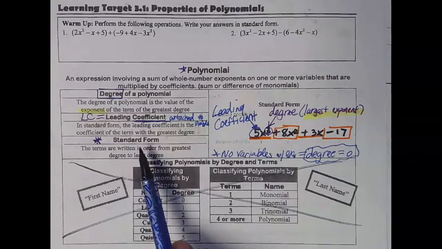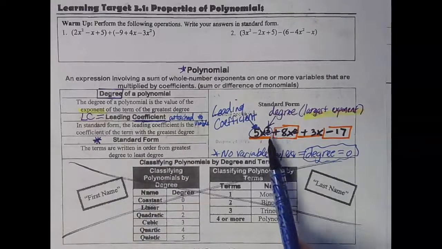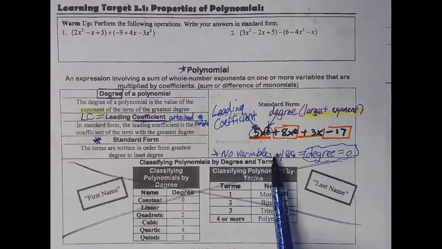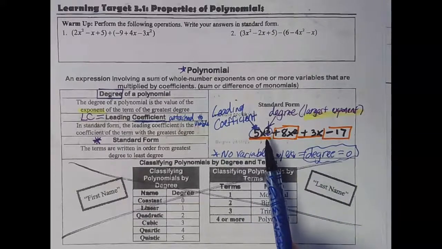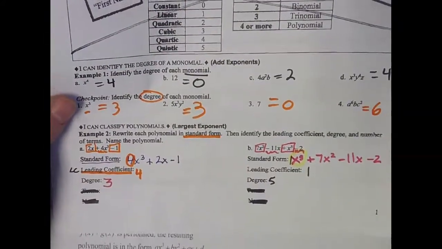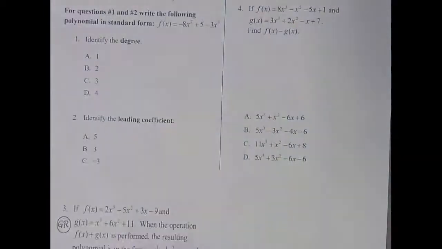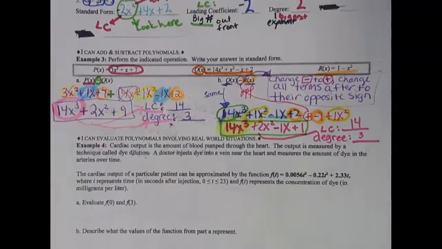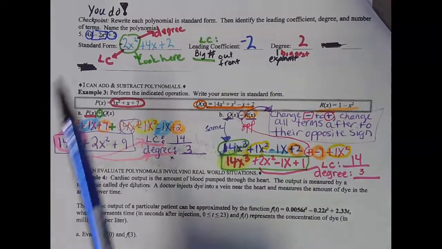And then remember, standard form is written from greatest to least, so biggest exponent to smallest exponent. If there is no variable in your polynomial, that degree is 0, but any other time, they'll have the number. So this is a great resource to use. We did examples of these. And then if you flip to the back of the note page, we also did even more examples. We'll get to that.